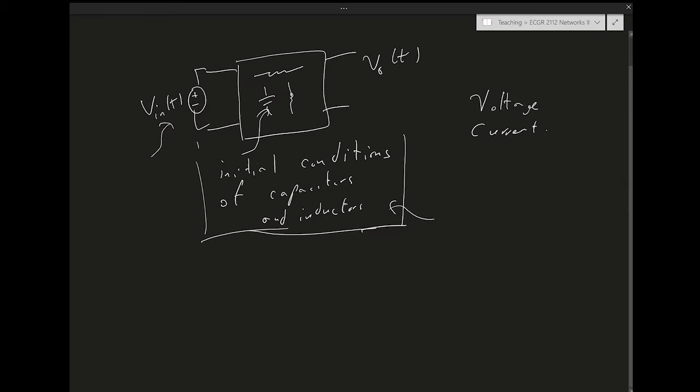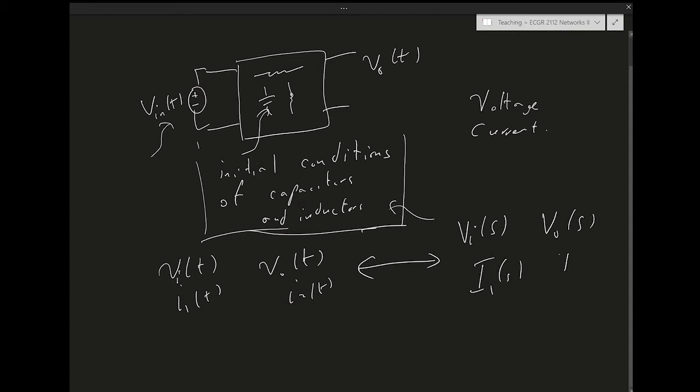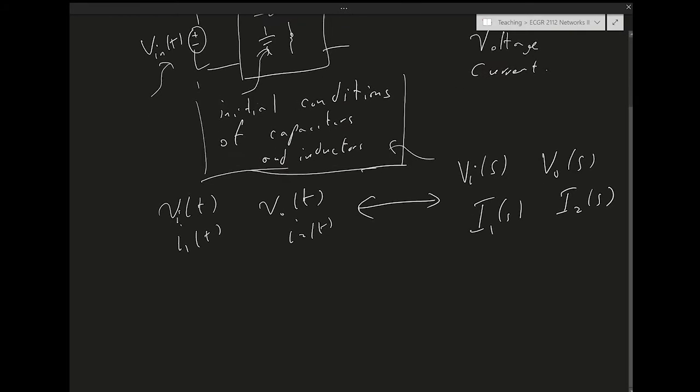Of course, other than that, we could always derive the Laplace domain equivalent equations just from the time domain equations. So any voltage signal, v(t), vi(t), vo(t), i1(t), i2(t), we can transform to the S domain. The convention is to use capital letters in the S domain. So we have Vi(s), Vo(s), I1(s), I2(s). And then there's also the basic circuit elements.